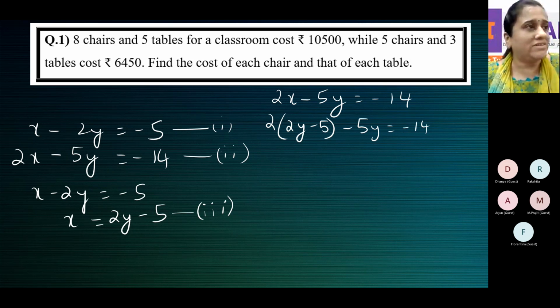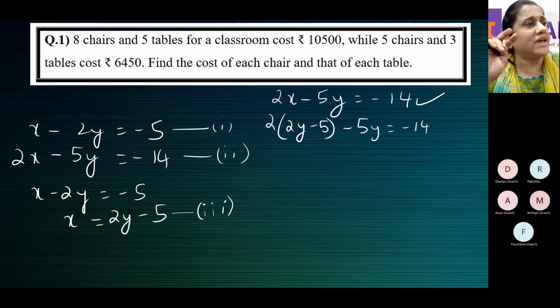Earlier we had two variables x and y. Now after substituting, the whole equation has only one variable y. Earlier this equation had two variables x and y. Now after substituting, there's only one variable y. So you can easily solve this and find the value of y. This is the substitution method.